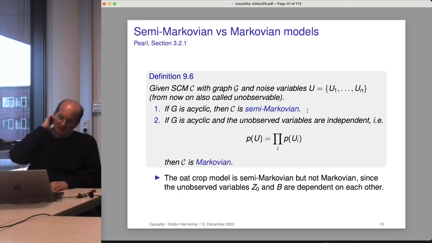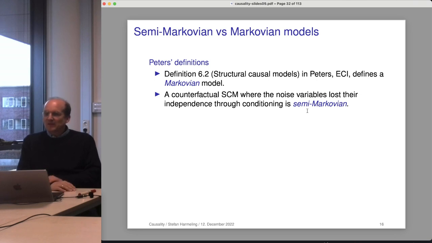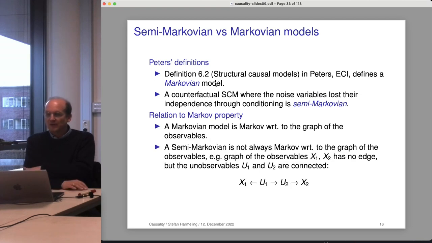We've seen already the typical definition for structural causal models in Peter's book, which basically defines Markovian models, because we are assuming that all noise variables are independent. However, when we have a counterfactual structural causal model, we have observed some of the observables, and this implies conditional distributions on the noise variables, typically making them dependent. So in a counterfactual structural causal model, the noise variables are dependent. Those are actually semi-Markovian. Those are examples of how to use these definitions.